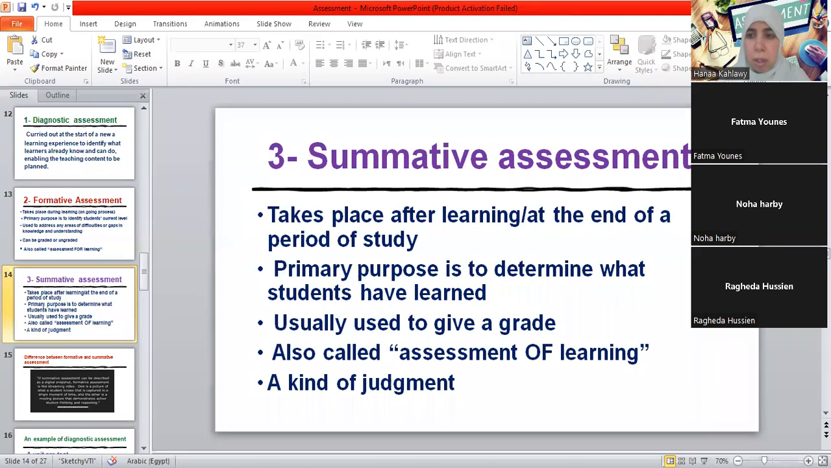And what I can do after finishing the unit, for example, is have a test, and if I give them a grade, this is judgmental because I judge their performance, okay? So this is the difference between diagnostic, formative, and summative. 3 types of assessment, okay? Okay, any questions so far?